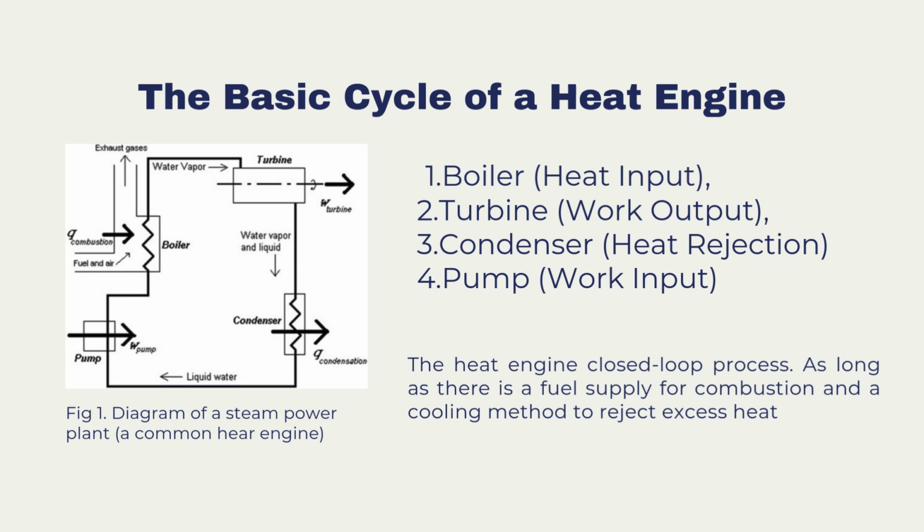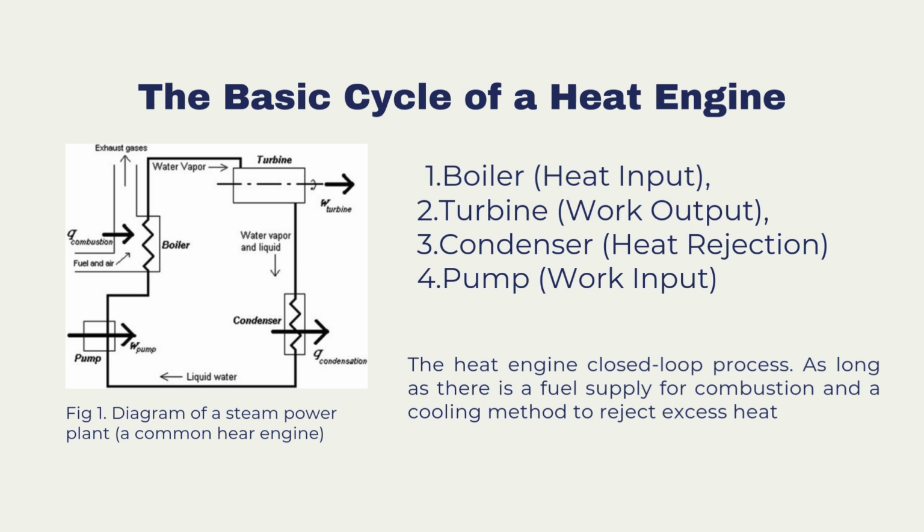First, it goes through the boiler. Fuel and air are burned in the boiler, producing high temperature gases. These gases transfer heat to water inside the boiler, turning it into high pressure, high temperature steam. The steam now contains the thermal energy needed to drive the turbine. The exhaust gases are released after combustion, while the steam moves forward into the turbine.